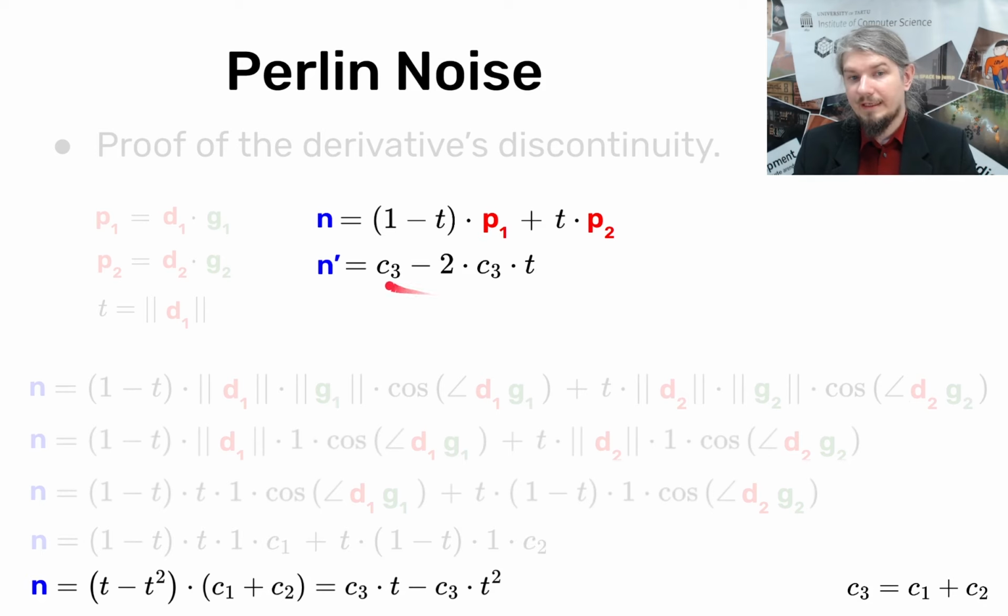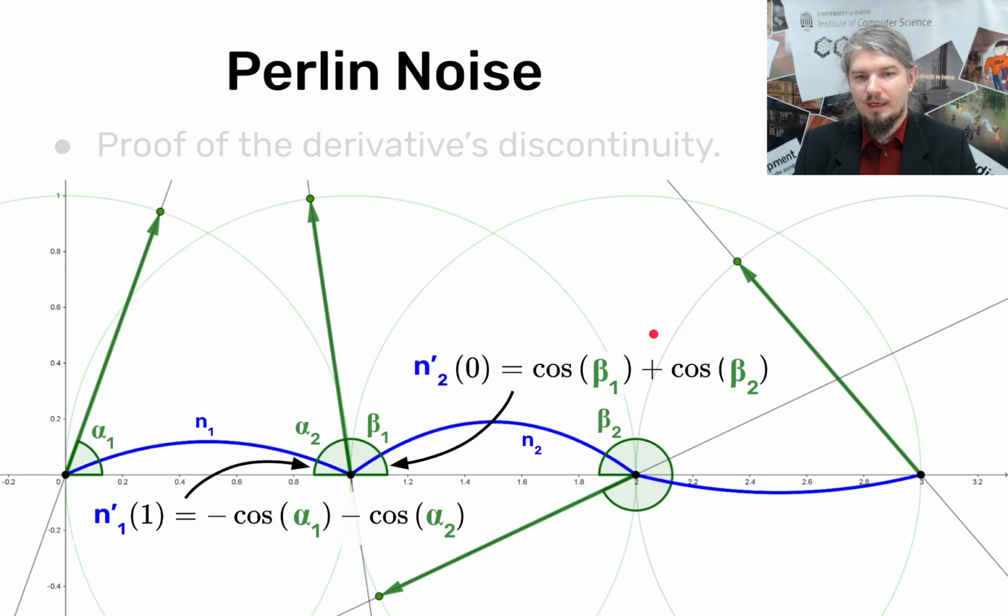Now we can find the derivative of it. The derivative is going to be c3, since t cancels out, and then 2 times c3 times t, because we had t squared here, so 2 comes to the front and only t is left. So the derivative is c3 minus 2 times c3 times t. And we can find out what happens at t equals 0 and t equals 1. At t equals 0, all we have here is c3, and when t equals 1, we will get minus c3. And now this is the problem.